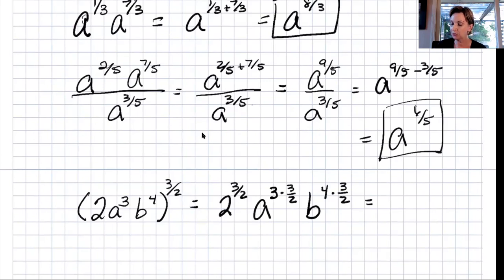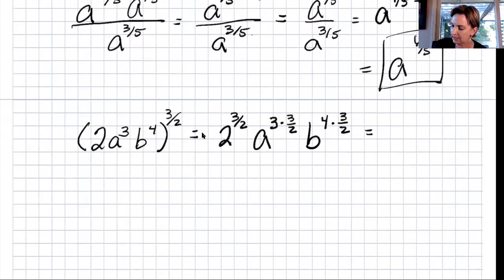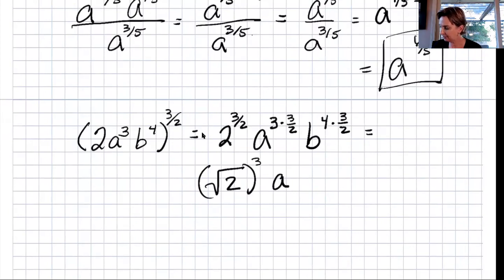And then just think about each part separately instead of being overwhelmed by the whole big picture. So 2 to the 3 halves, you can do either way. We showed you 2 ways to do it up above. I'm going to write below it because I'm running out of space. That would be the square root of 2 cubed. And then for A, we multiply those together, and that's going to be 9 halves. And then for B, you multiply those together and you get 12 halves.